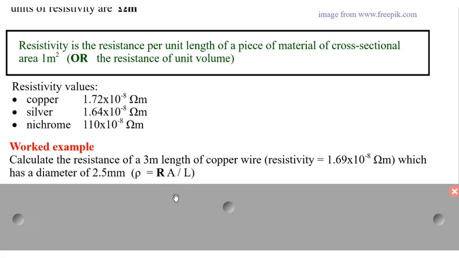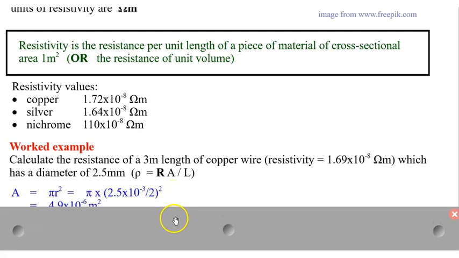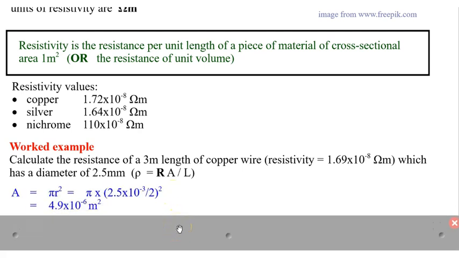Okay, we're going to go through a worked example. If you want to, you can pause the video and have a go at this yourself. What we find is, the first thing we usually have to do is to find the cross-sectional area. So we've got a diameter of 2.5 millimeters. Be careful here, we're normally given the diameter, so we need to divide by 2 to get the radius. We also need to convert millimeters into meters, 10^-3.